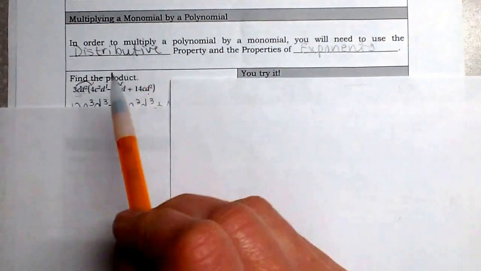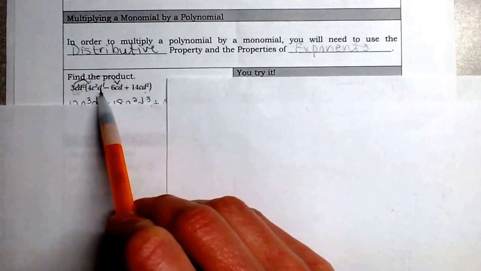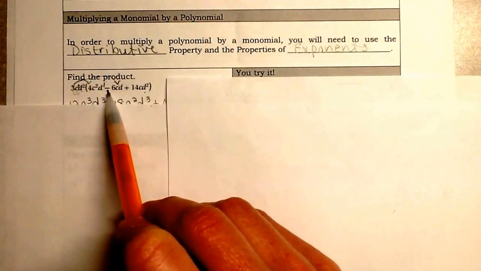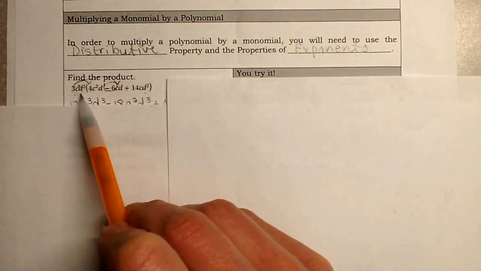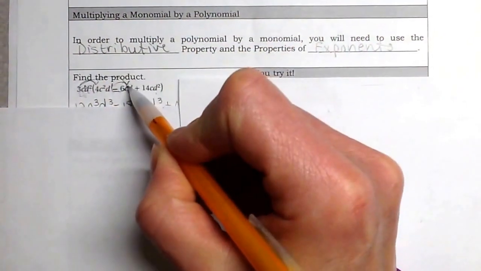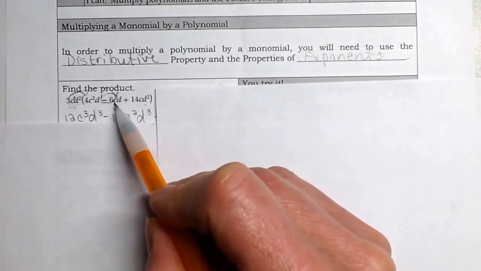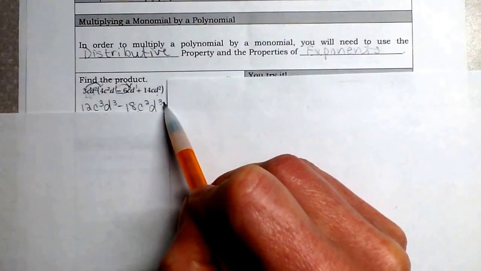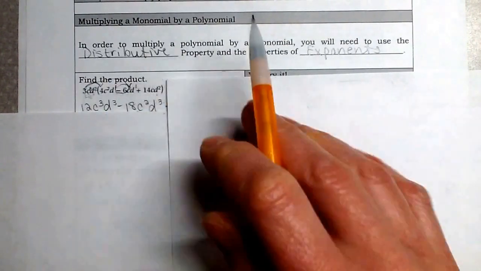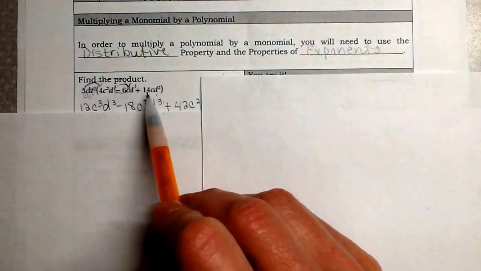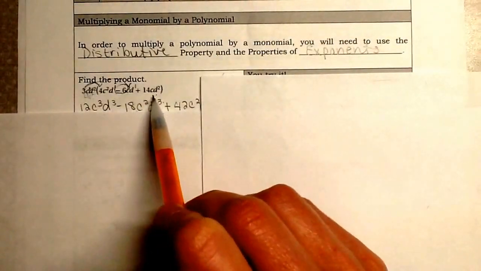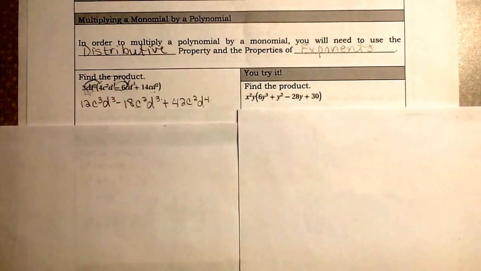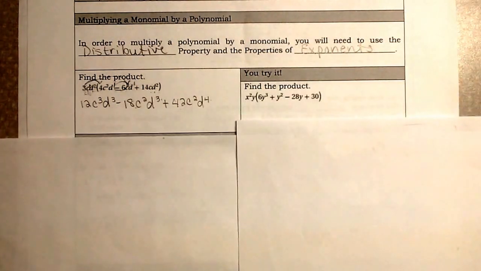So when we multiply this, we're going to get 12c cubed d cubed, and here we'll get negative. Now remember to take the sign with the number when you're multiplying. So this is going to be negative 18, and again this is going to be c to the first power. So we have c squared. D squared times d to the first power is just going to be d cubed when we add the exponents, and then we'll multiply the 3 and the 14 to get 42. C times c is c squared, and then d squared times d squared is d to the fourth. Okay, there's one on the right for you to try, so you can turn off the video, try that, and then turn it back on.